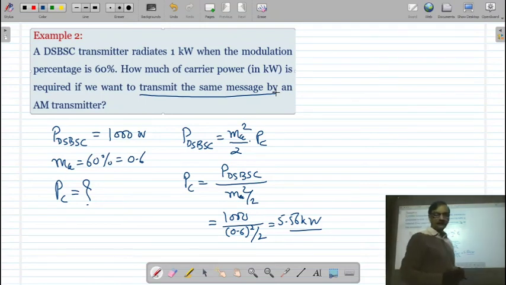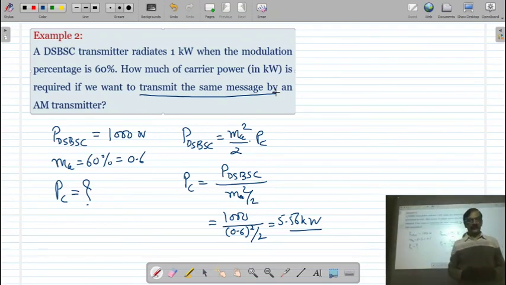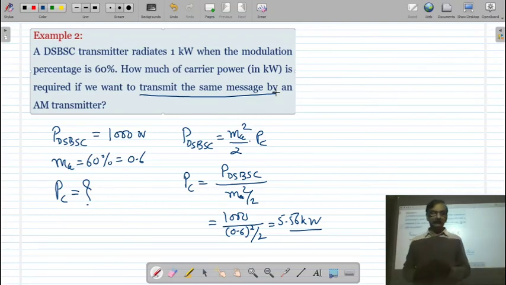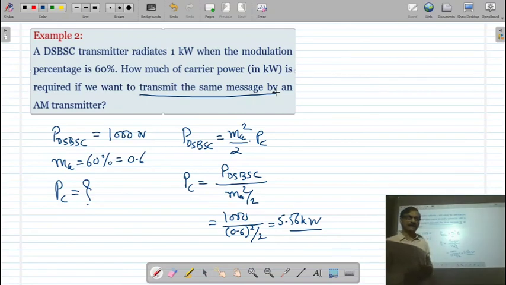Now in the next lecture, we will see another technique, and that is known as the SSB technique, single sideband suppressed carrier technique. What is the advantage and the disadvantage of the technique, also we will discuss in the next lecture.